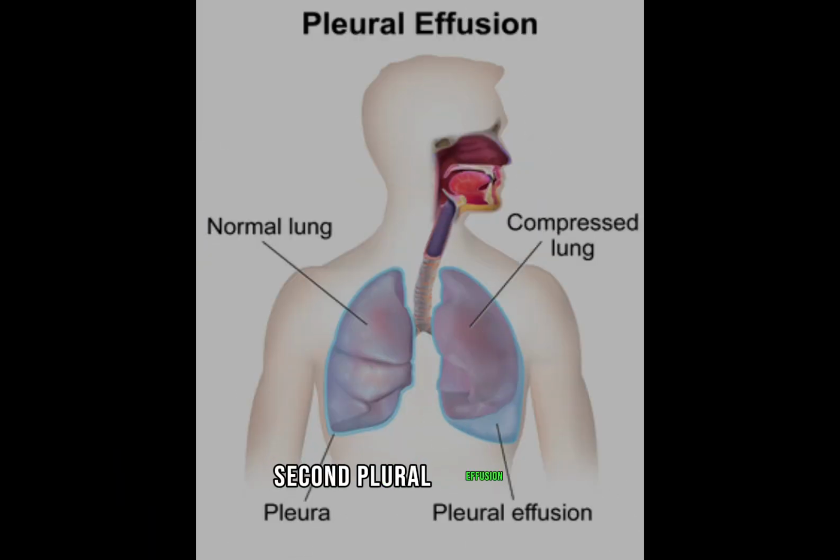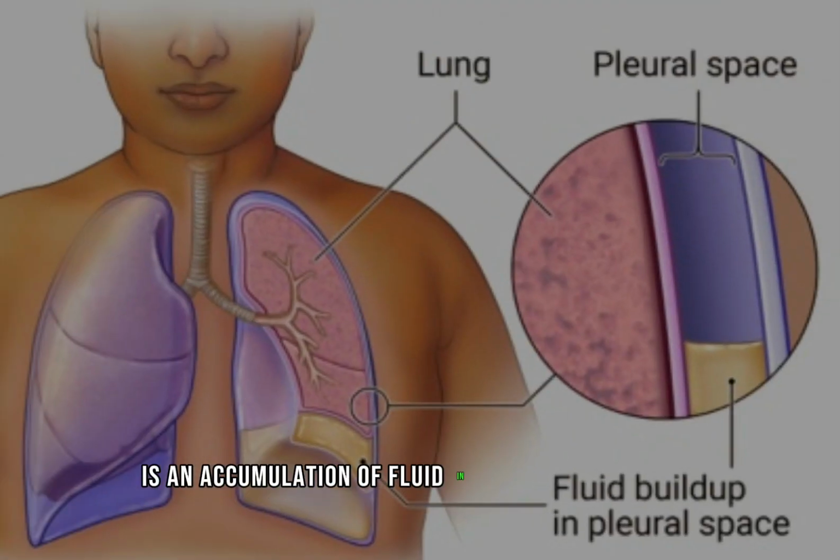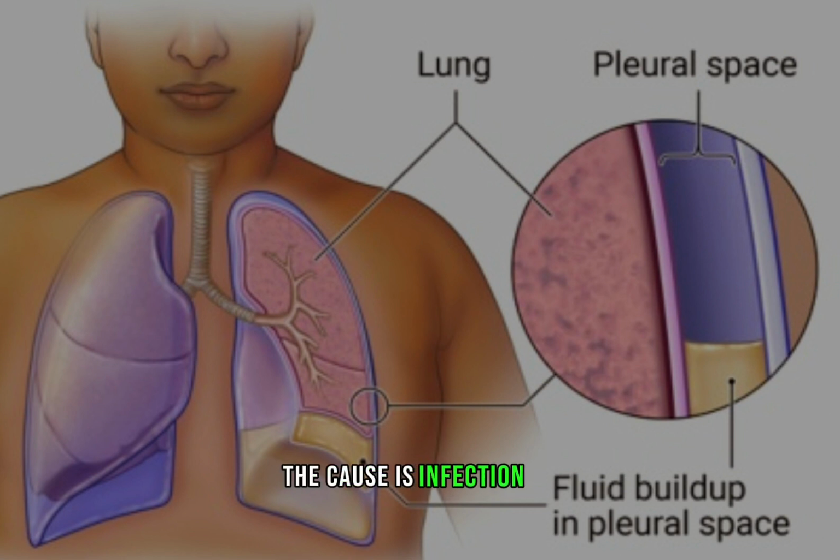Second, pleural effusion is an accumulation of fluid in the pleural space, more than the normal range of 10 to 20 milliliters. The cause is infection, or increased blood perfusion to the pleural space, leading to accumulation of fluid, or injury that accumulates blood, but then it is called hemothorax.